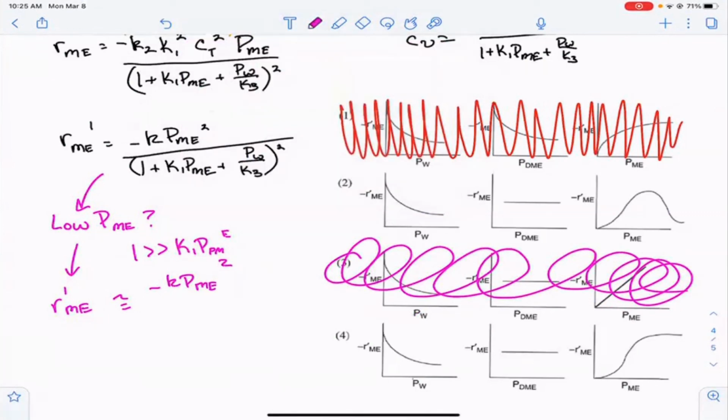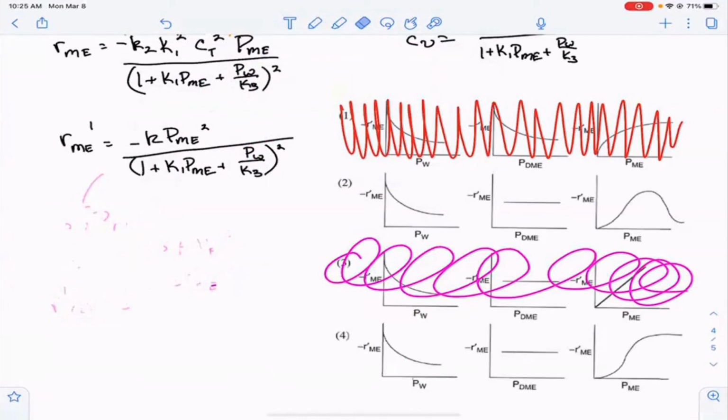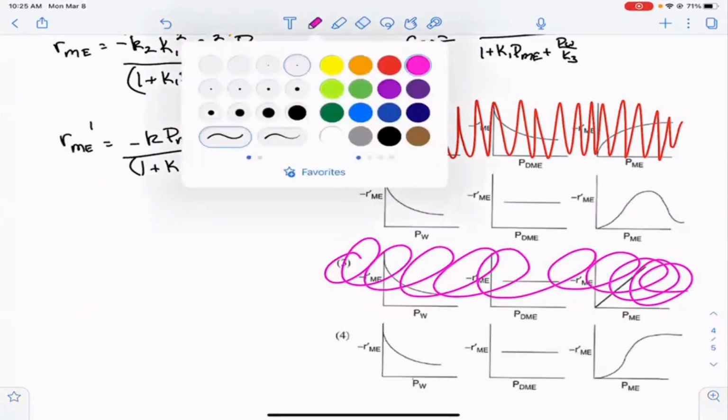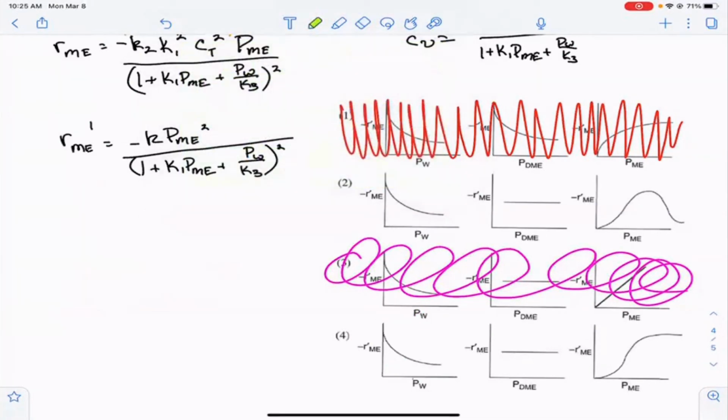The distinguishing factor is that one predicts that as you increase the pressure of ME, the concentration will go down. The other one predicts that as you increase the pressure of ME, it will level off. All right, so let's see what's going to happen to this expression at high PME. It's going to be 0 at the beginning, and we get something that is like this.